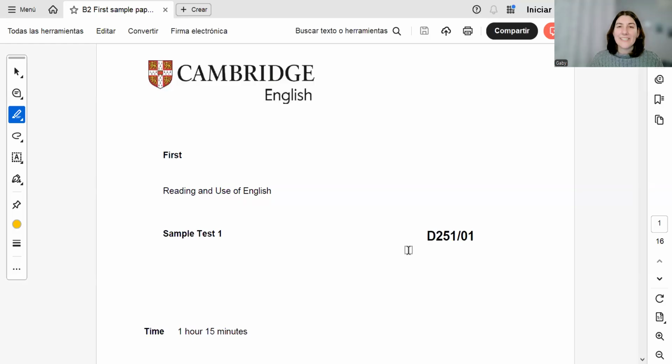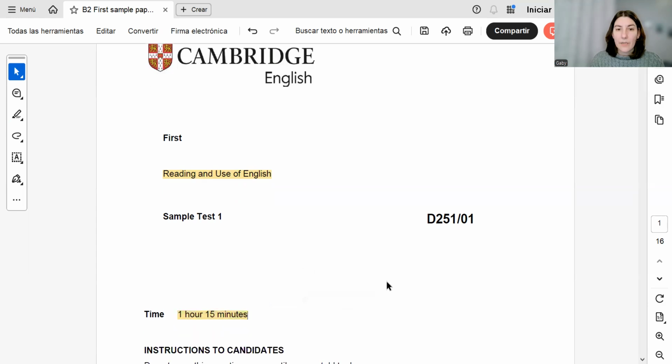Exam takers. Today I wanted to talk about the Cambridge B2 First exam and to introduce you to each part one by one. So we're going to start with reading and use of English. And for this part, you're going to have 1 hour and 15 minutes.